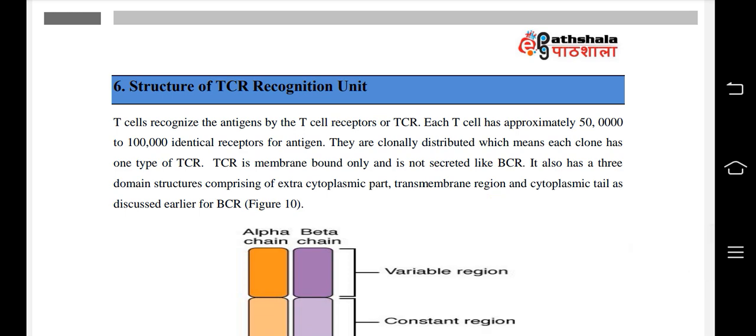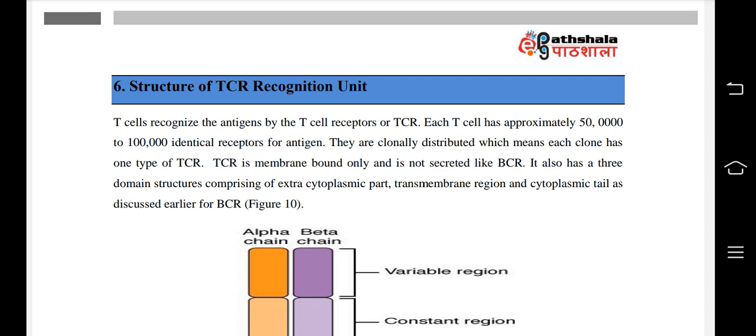Structure of the TCR recognition unit. T cells recognize their antigens by the T cell receptor, or TCR. Each T cell has approximately 50,000 to 100,000 identical receptors for antigen. They are clonally distributed, which means each clone has one type of TCR.